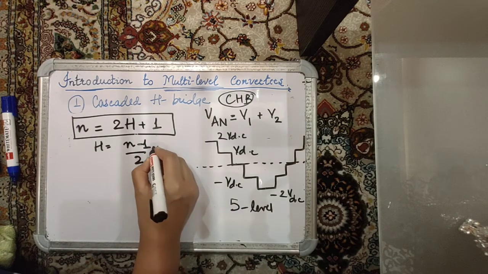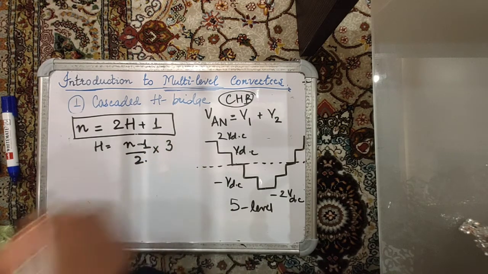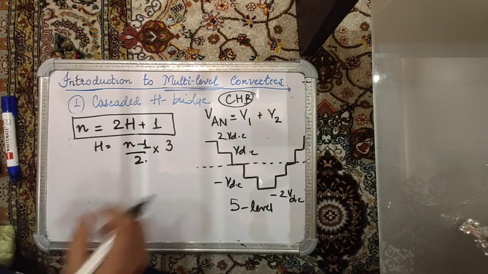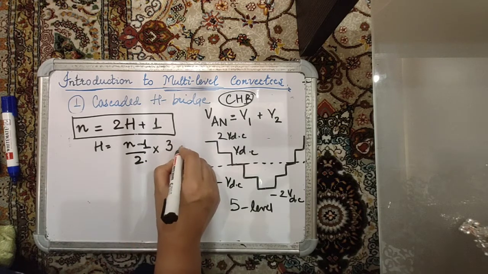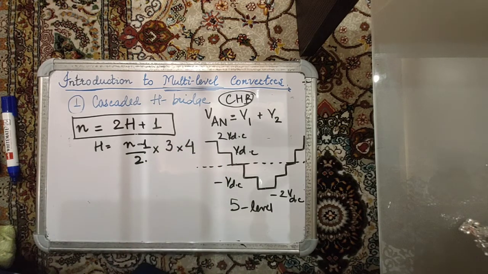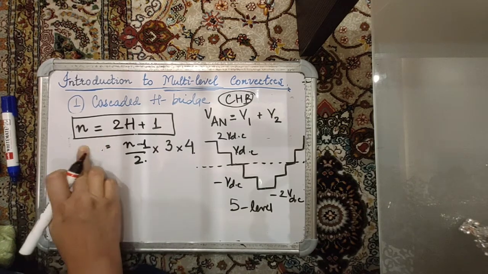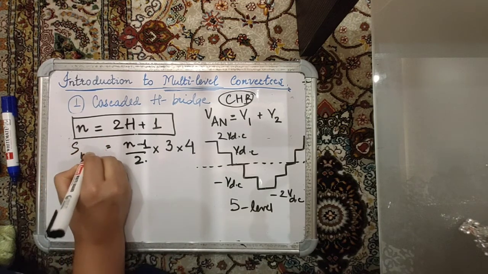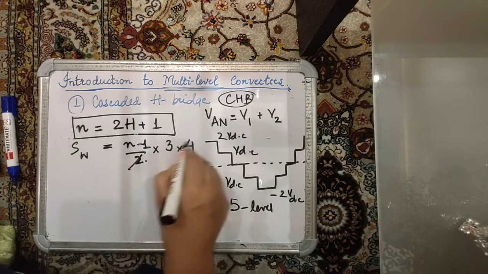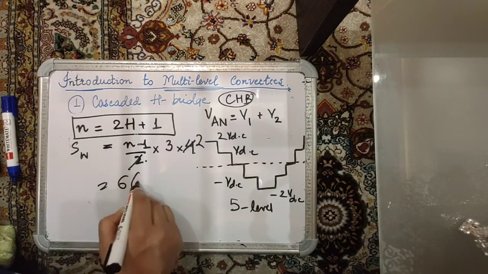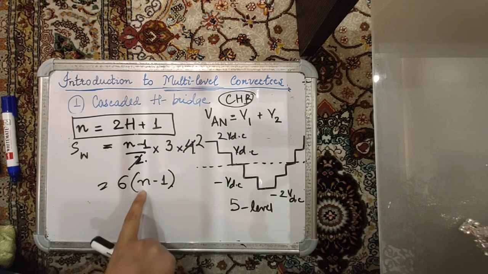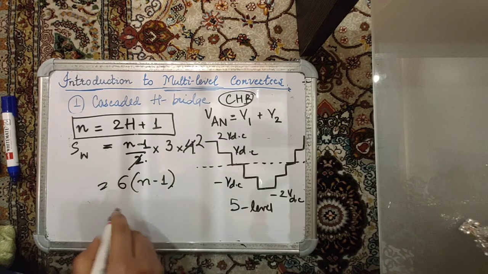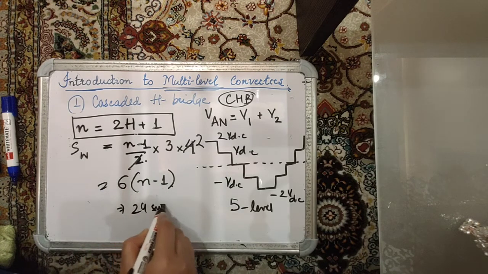And if it's a 3-phase inverter, then you may need thrice the number of such H bridges, and each H bridge has 4 switches. So this gives you the total switch count, right? So this is 6 times (n minus 1), which means to generate a 5 level 3-phase inverter, you will require 5 minus 1 is 4, 6 into 4 is 24. You will require 24 switches.